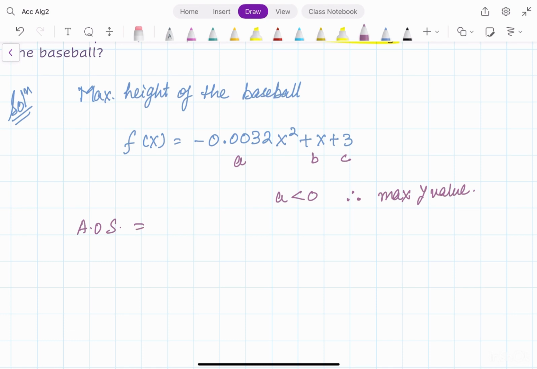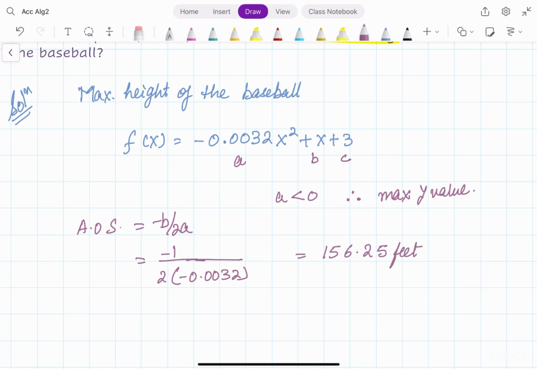So let's first find the AOS, negative b over 2a. Now b is 1 because the coefficient of x is 1. And a is negative 0.0032. So use your lovely calculator. And when you plug it in your calculator, you should get 156.25 feet. Now this is the x value of the vertex.